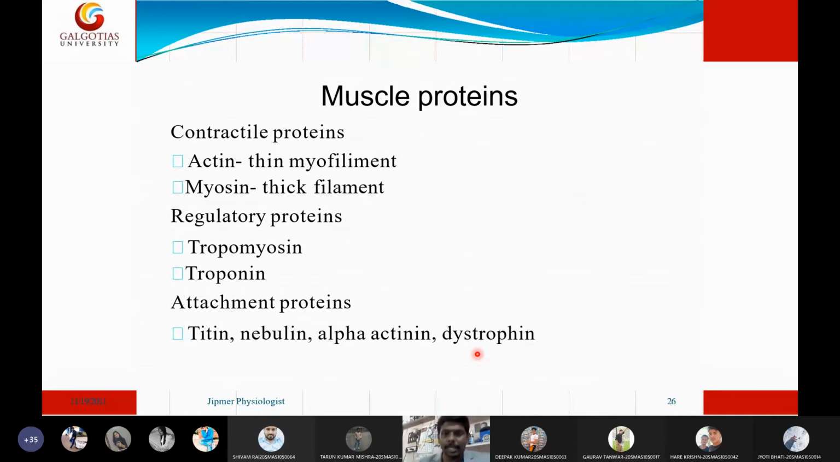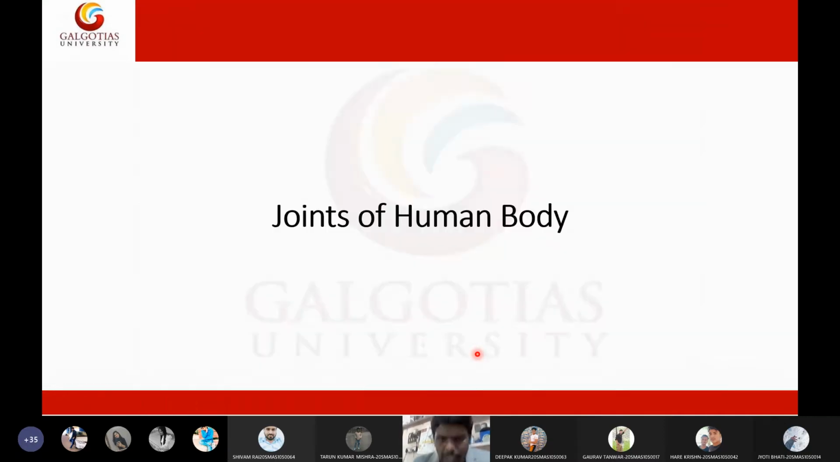Anyway, the next topic is joints of the human body. There are many types of joints in the body. What is the function of joints, what is their importance, that we will study, and what are the types of joints we have in the body. First, let us have a basic conversation. Can you guess the types of joints in the human body, students?